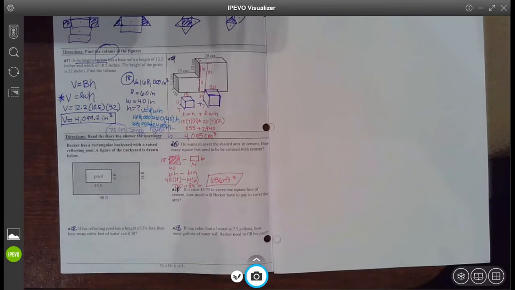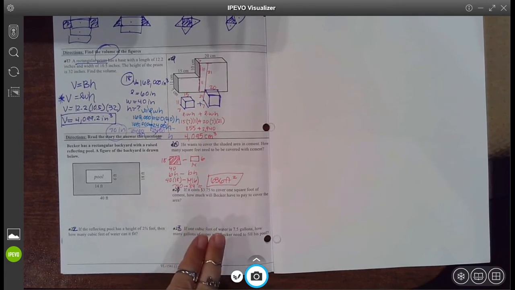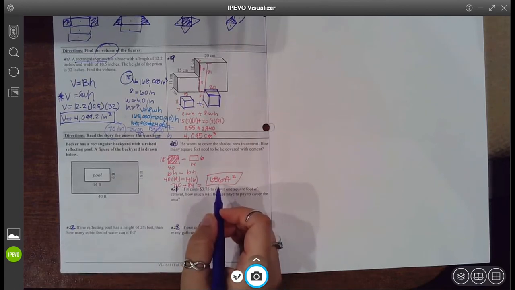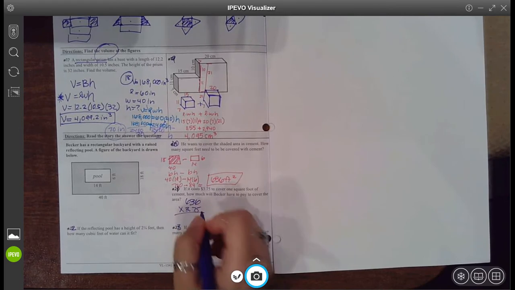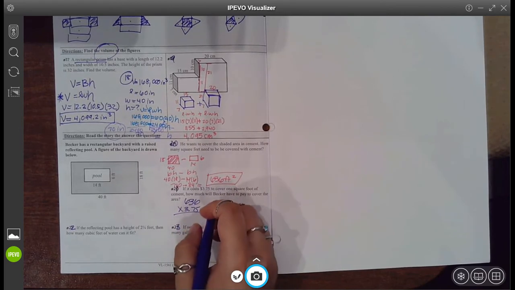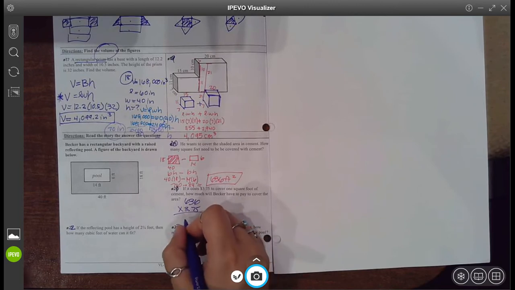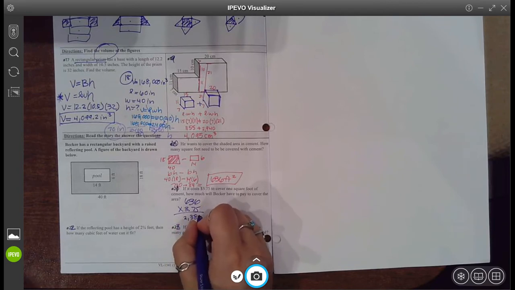Okay, for the next question, it says, if it costs $3.75 to cover 1 square foot of cement, how much will Becker have to pay to cover the area? What you need to do is, if it's 1 square foot, it would be $3.75. If it was 2 square feet, it would be 2 times this. Well, how many square feet do you have? You have 636 square feet that he needs to cover. So I'm going to multiply that with how much it costs per square foot. So type that into your calculator and you get 2,385.